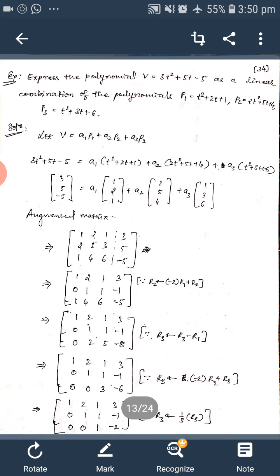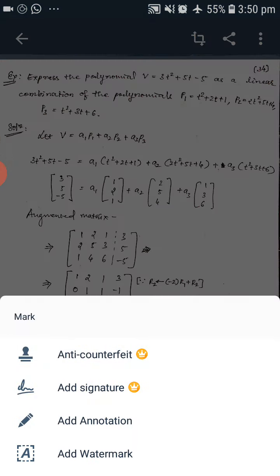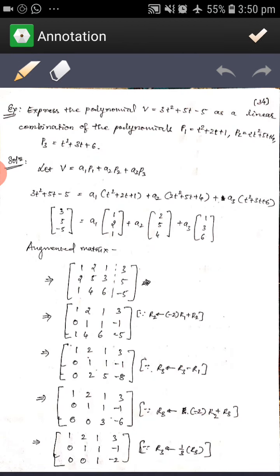Similarly, basically all these problems are the same but asked in different ways. Earlier the linear combination was given directly as vectors, but in this problem it is in terms of polynomials: v is equal to 3t square plus 5t minus 5, and show that this is a linear combination of p1, p2, p3. The p1, p2, p3 are nothing but a1, a2, a3 and v is nothing but b, or we can call it w or b.